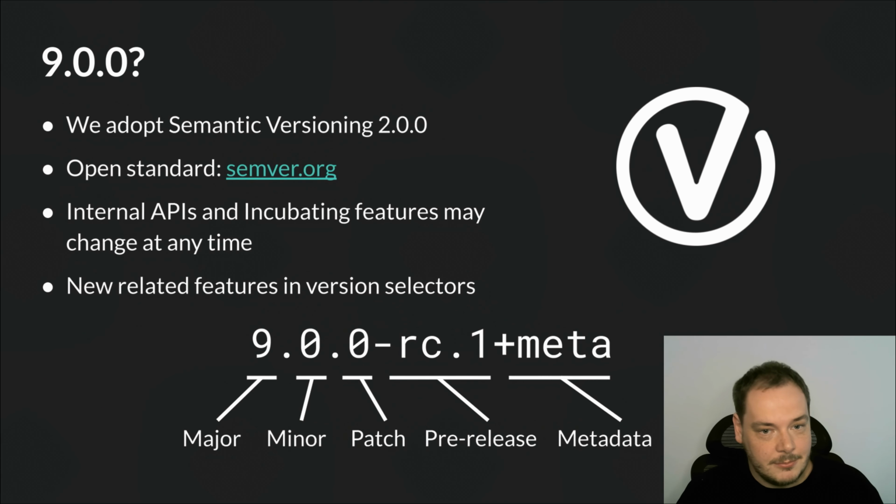As you can see on the slides, I have 9.0.0. While I keep saying 9.0, in fact, Gradle build tool adopts Semantic Versioning, the SemVer specification 2.0. It's an open standard which is used in many projects to specify particular compatibility changes. Keep in mind that internal APIs and incubating features do not follow the specification and may change at any time, but all stable features and all features we promote follow this versioning. And of course, we got some features like being able to select by minor version in the Gradle Wrapper.